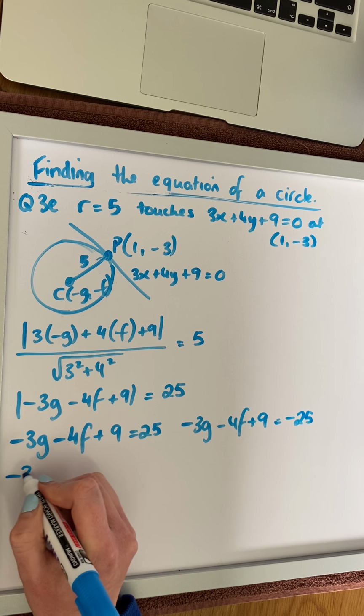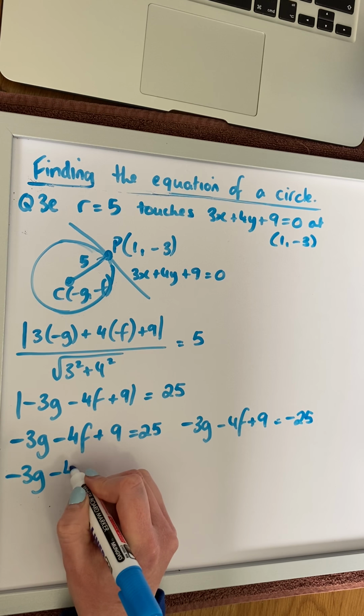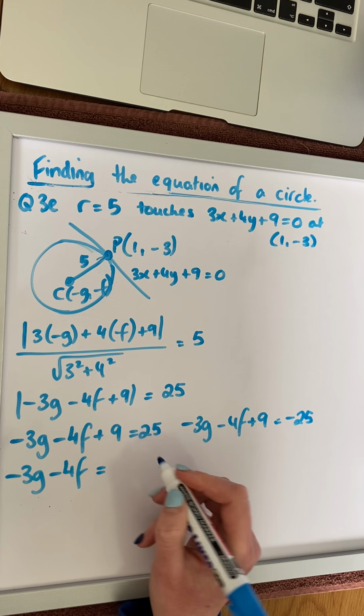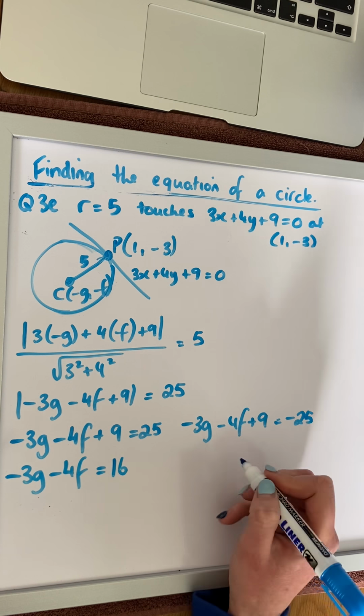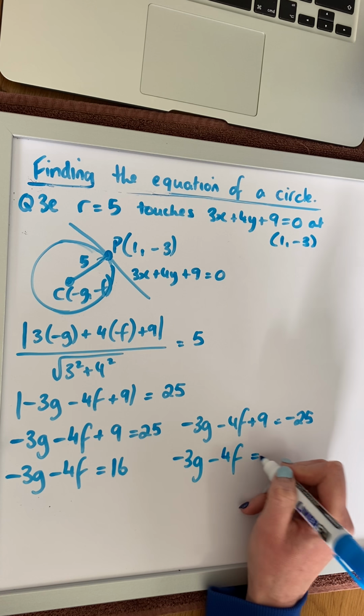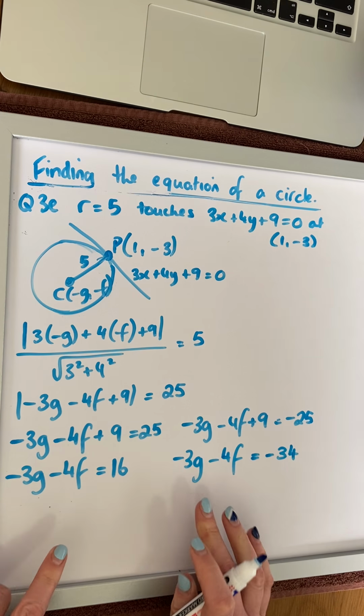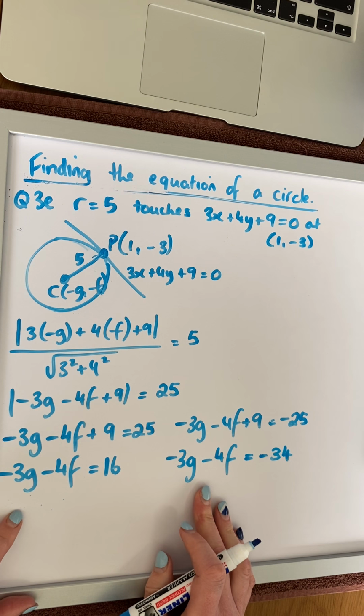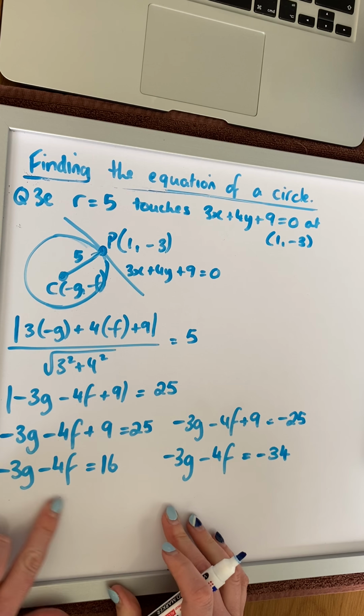So from this here, we can form the equation -3g - 4f = 16. And from this one, -3g - 4f = -34. So we're going to keep these two equations in mind for our further information.